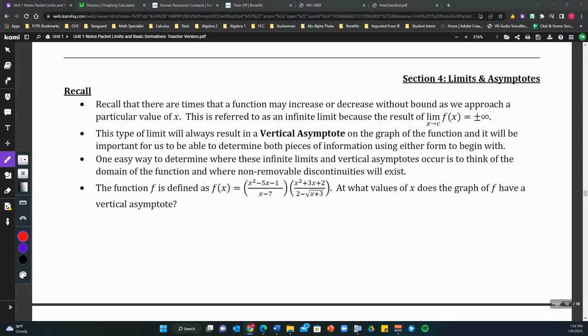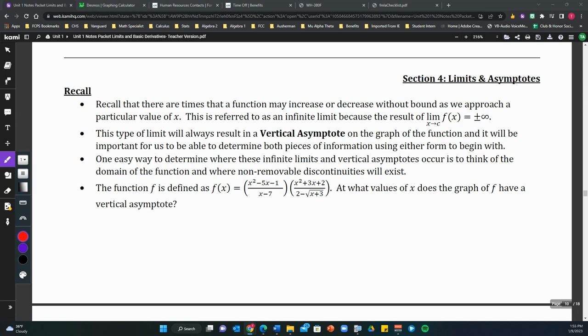Everybody, and welcome to our next video. Today's topic is going to be on some more limit stuff and asymptotes. We're going to finish up our last tiny little bit of information that we can gather when we look at limits and how that translates to a function's graph.